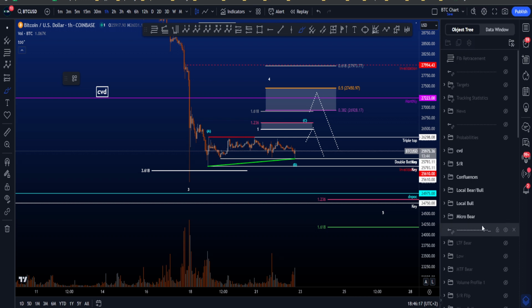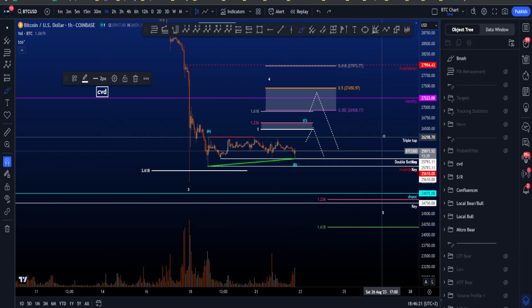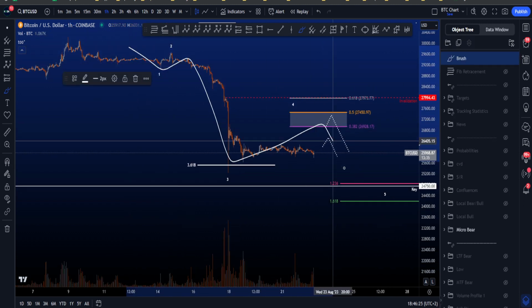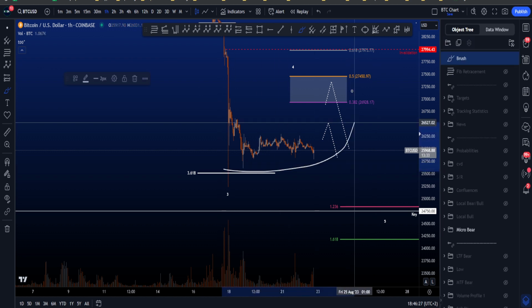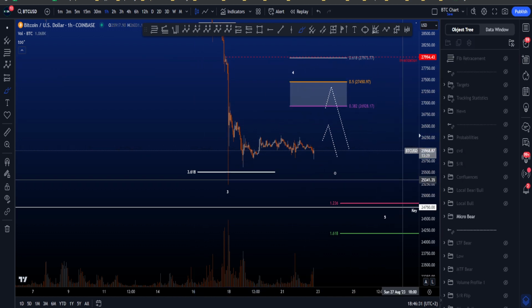Hi everyone, let's go over my micro and local bullish and bearish Elliott Wave scenarios on Bitcoin. Starting with my micro bearish scenario, where we are looking for an impulse to the downside in 5 waves, currently working on this wave 4 over here before we can then expect a move to the downside in wave 5.